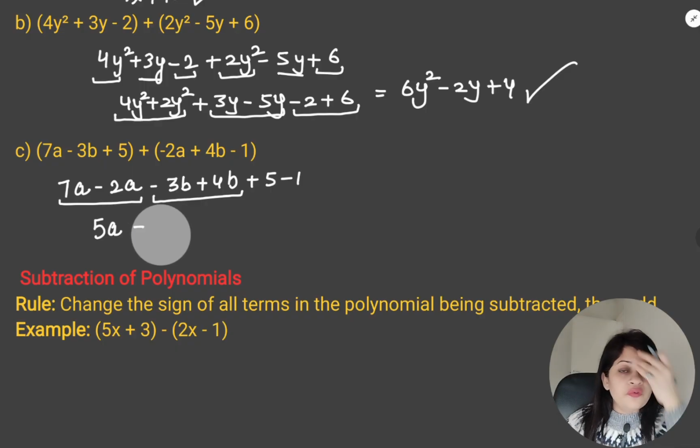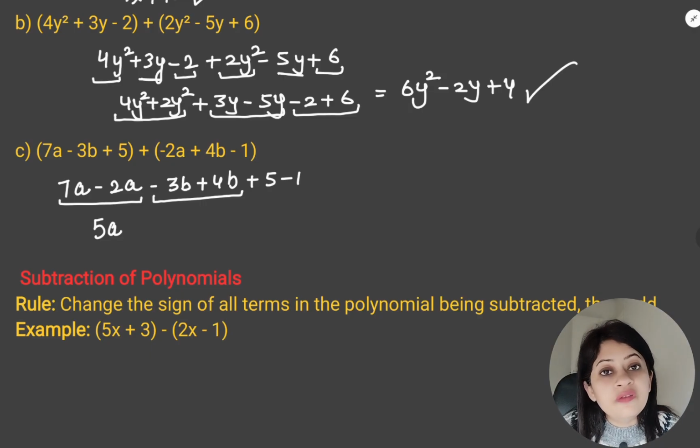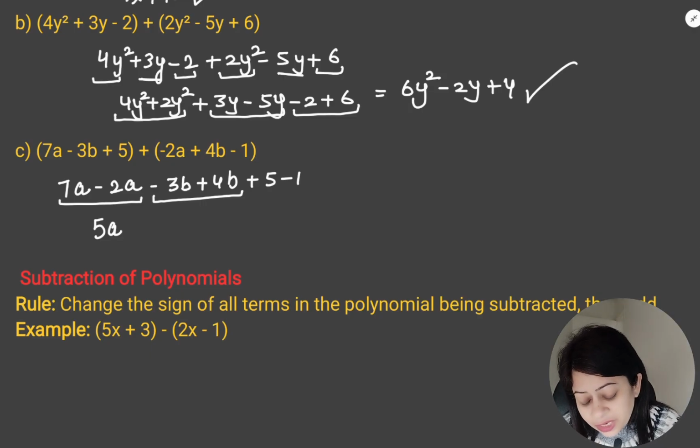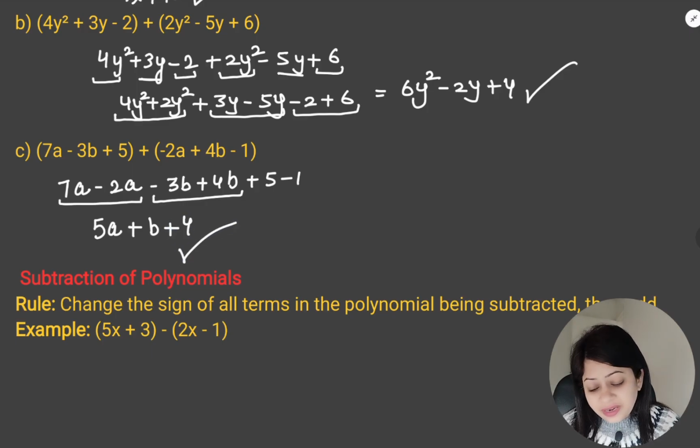What do we need to do when we are solving b terms? We will see the sign of the b terms. The sign of 3b is minus. The sign of 4b is plus. So it will become minus 3 plus 4, and that is plus 1b. I will write just b. 1b or b is the same thing, okay? 5 minus 1 is 4. So this is our answer, right?